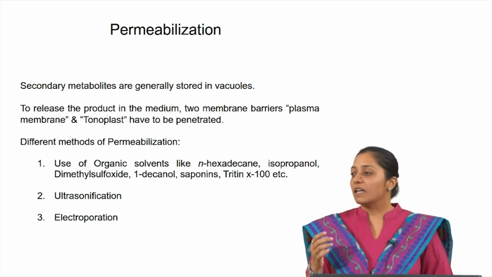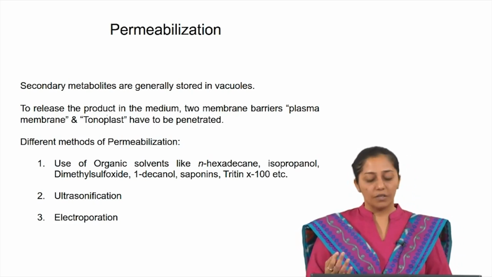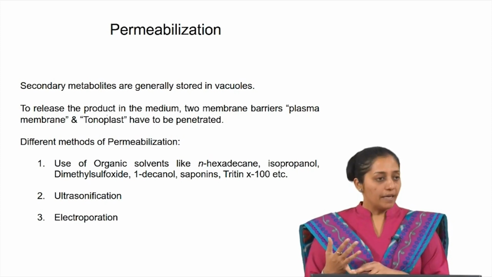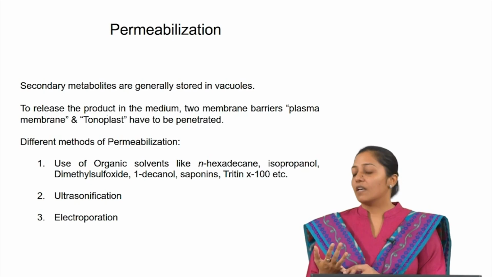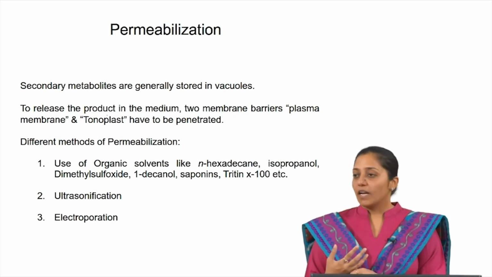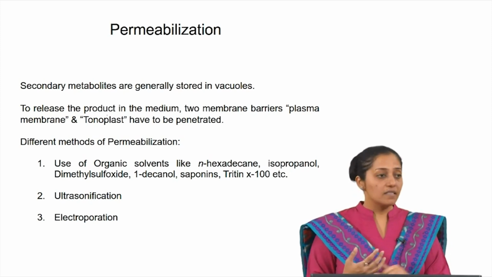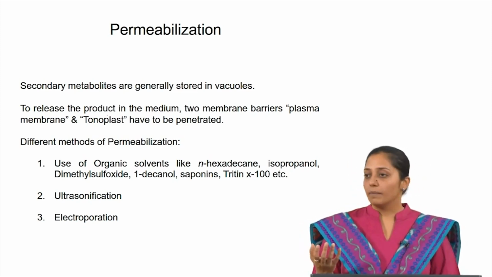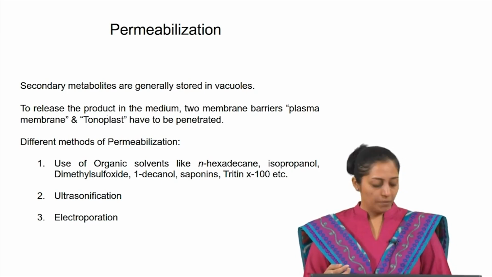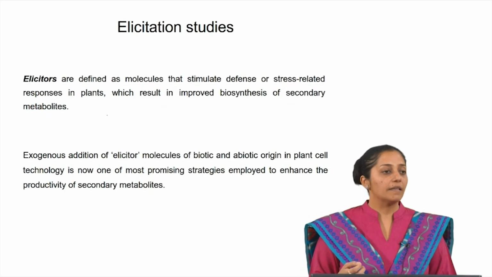So what are the different kinds of permeability enhancers which are used? It includes ultrasonication, electroporation, use of surfactants or organic solvents like N-hexadecane or isopropanol or Triton X. These are some of the chemicals you will come across in literature where they have been used as permeability enhancers.